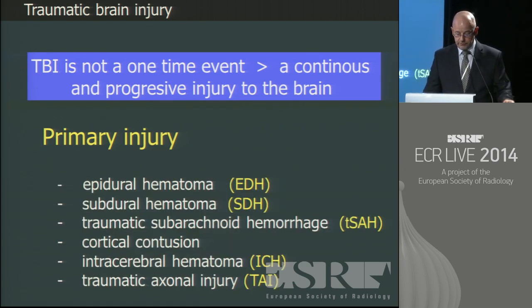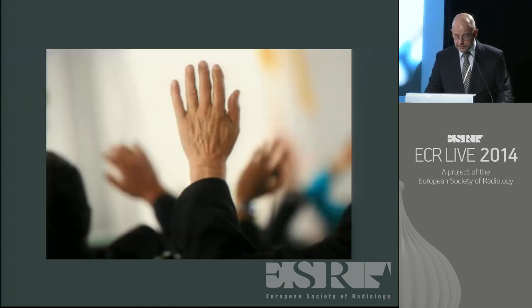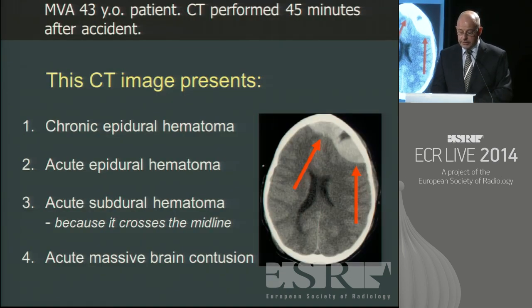There are a lot of findings that we can detect in primary injuries of the brain, and we will go through them. So, I have a question for you. This is a CT performed in a motor vehicle accident 45 minutes after the accident, and this CT image presents one, a chronic epidural hematoma, two, an acute epidural hematoma, three, an acute subdural hematoma because it crosses the midline, which is seen very well here, or four, an acute massive brain contusion.